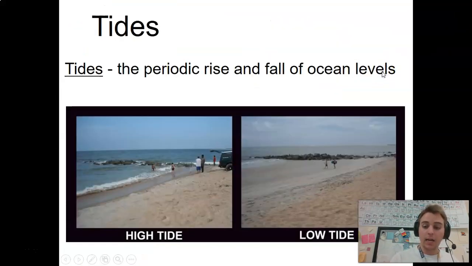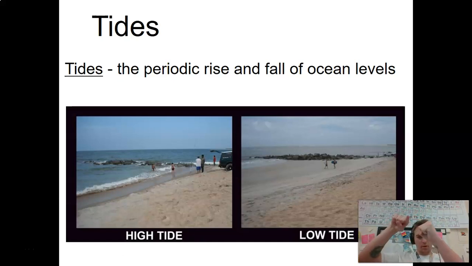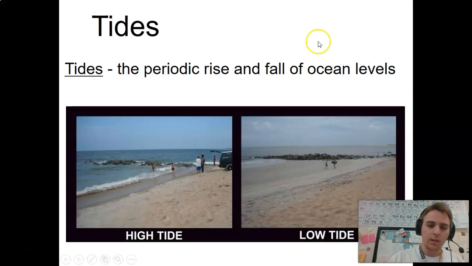All right, we've got tides. Tides is the rise and fall of ocean levels. This is primarily caused by the moon. So as the Earth is spinning, the moon is going around it, kind of like this. And as that happens, it's going to be pulling on the ocean, as well as having the sun have its own gravity pulling on the ocean as well. So it's going to cause high tide at certain times of the day and low tide at other times.